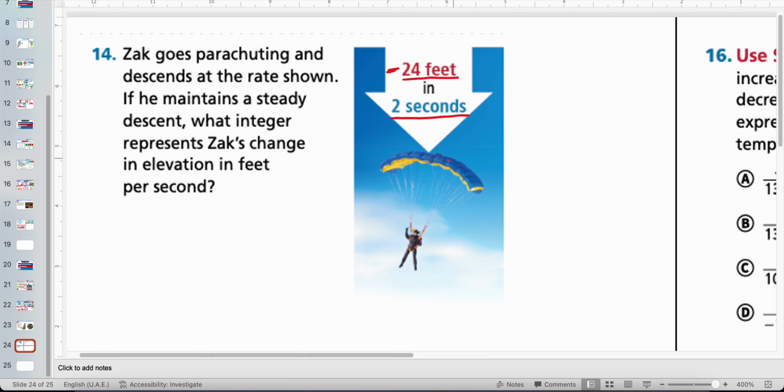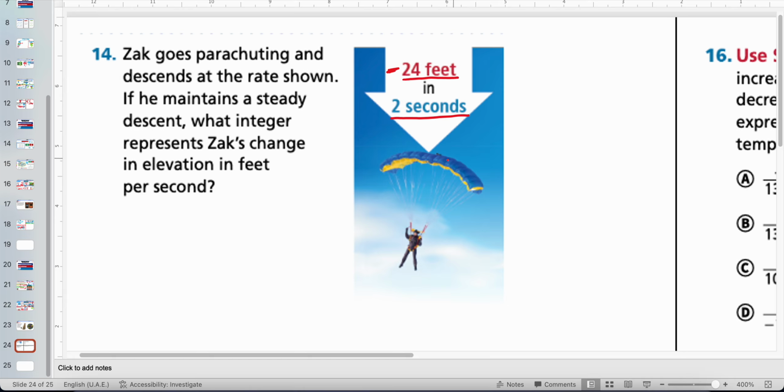We need to divide them. So 24, this is negative because he is going down, divided by 2. The time is positive. 24 divided by 2 is 12. Positive with negative is negative. That's it. So he is descending 12 feet each second.